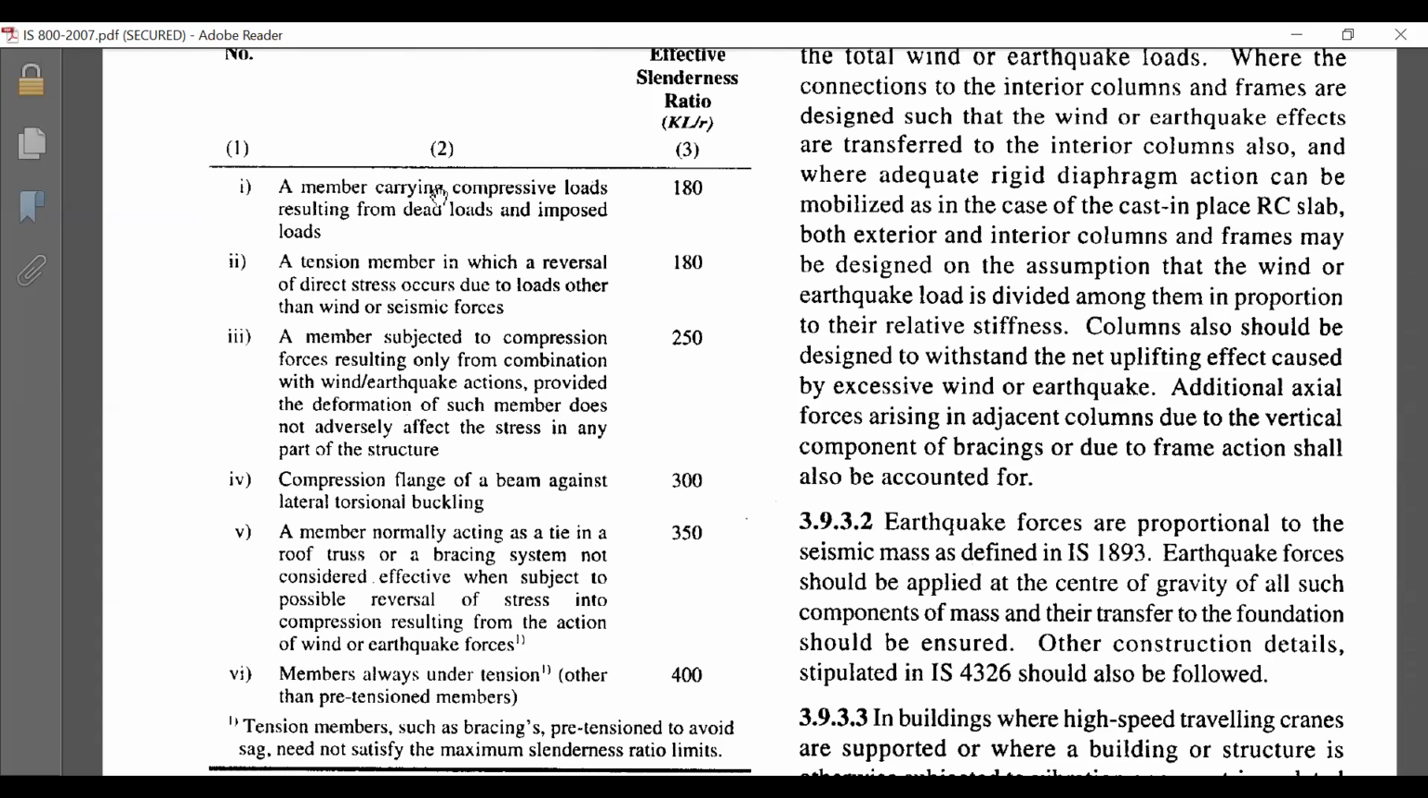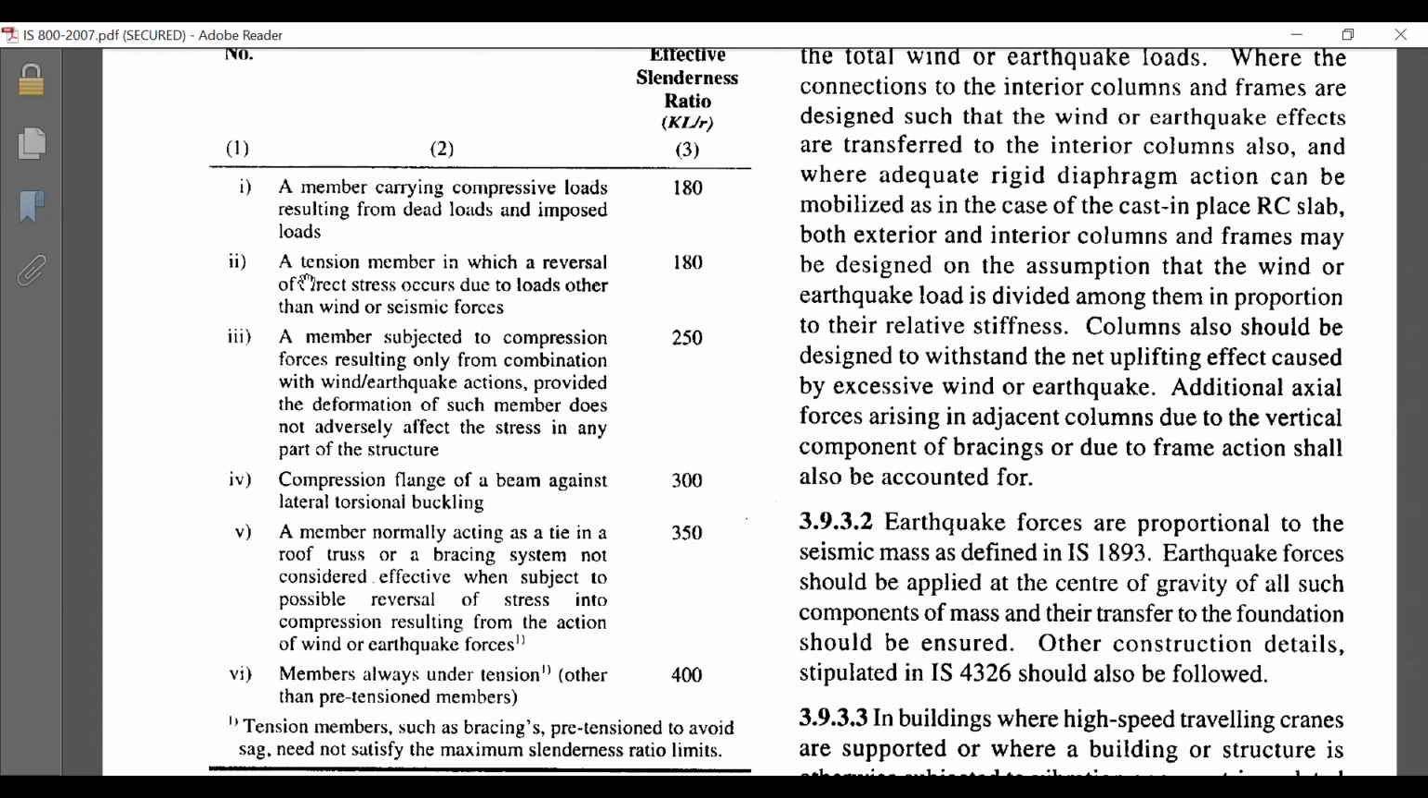A member carrying compressive loads resulting from dead loads and imposed load. And the second condition is a tension member in which a reversal of direct stress occurs due to loads other than wind or seismic loads. Likewise, you have 6 conditions. Now, what is the type of our section?